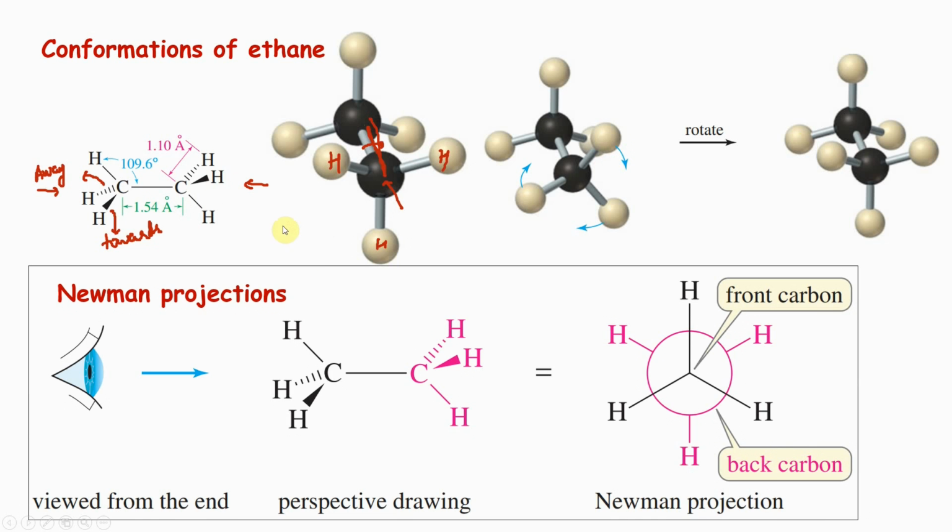Alright, now this is the most important thing you want to know. How do we write Newman projection formulas? This is actually a wonderful way of seeing the conformations. Now if this is ethane, I'm going to view it from this side. Now how does it work when I view it from this side?